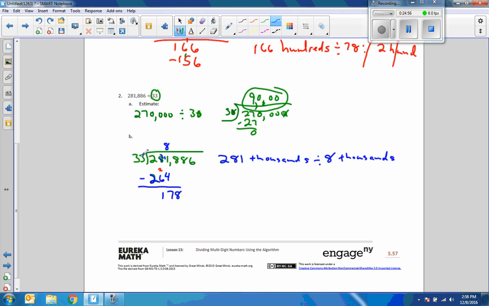33 goes into 178 and 7. 6 times 3 is 18, too big. 5 times 3 is 15. So we're going to multiply by 5. 5 times 3 is 15. Carry the 1. We do it in a different color. 5 times 3 is 15, plus 1 is 16. Subtract. So what did I just do? If I put zeros here, that's where this is coming from. So 17800. So now I am saying 178 hundredths divided by 5 hundredths.